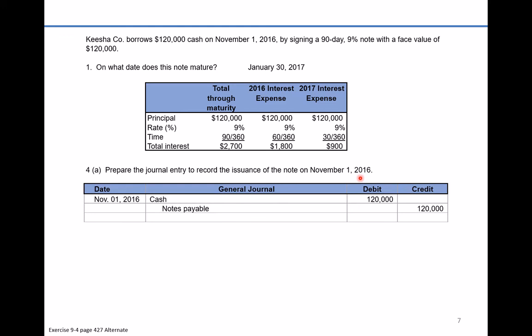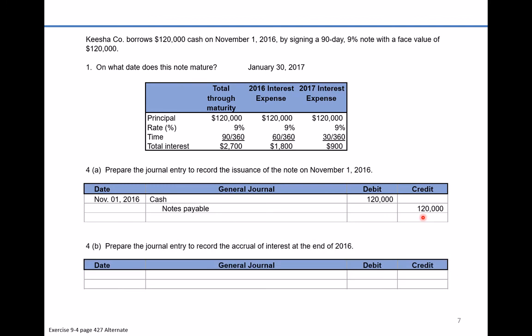And remember, liabilities increase with credit entries. Why? Well, because liabilities are on the right-hand side of the balance sheet equation. And right means what in the world of accounting? Right means credit. So to increase liabilities like a notes payable, we would give it a credit entry.